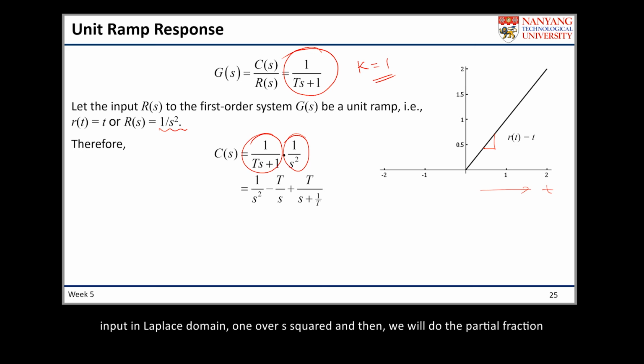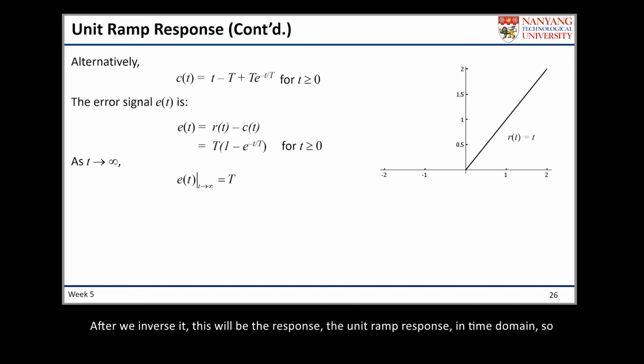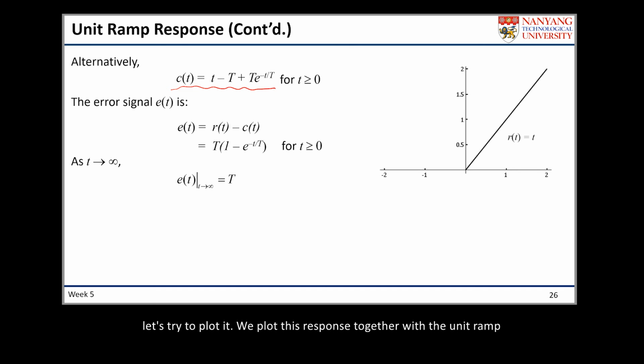And then we will do the partial fraction expansion. This is the response that we will get in the Laplace domain. And then what next? Let's just inverse Laplace it using your Laplace table to the time domain. After we inverse it, this will be the response, the unit ramp response in time domain. So let's try to plot it.